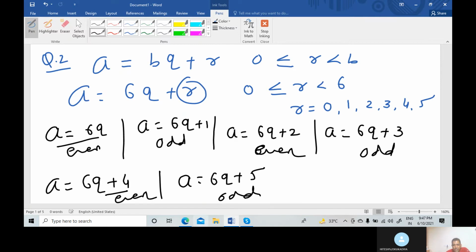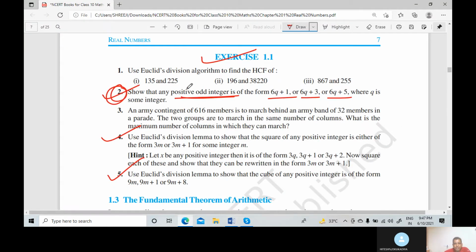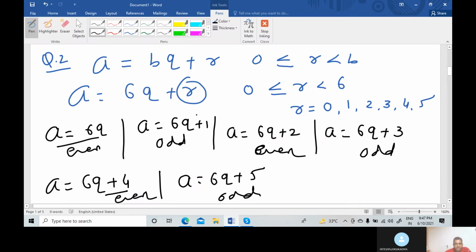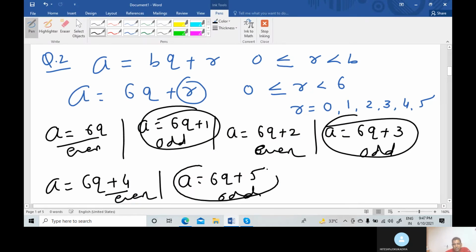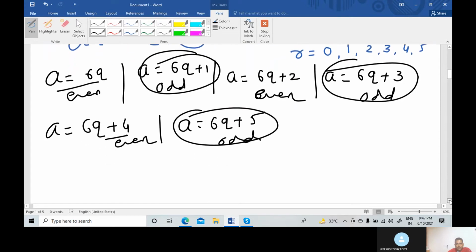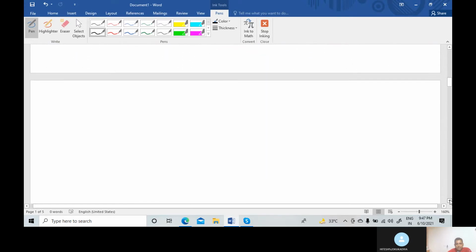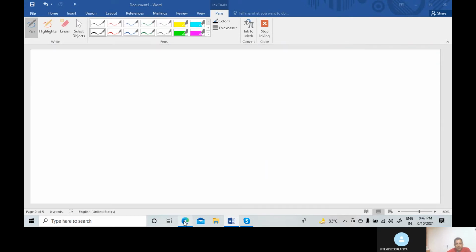Now, what is our question? It is about a positive odd integer. So a positive odd integer is of the form 6q plus 1, 6q plus 3 and 6q plus 5. Check here: 6q plus 1, 6q plus 3 and 6q plus 5. Yes, right answer. Is that clear? Okay, now discuss the next question. Look at your exercise.